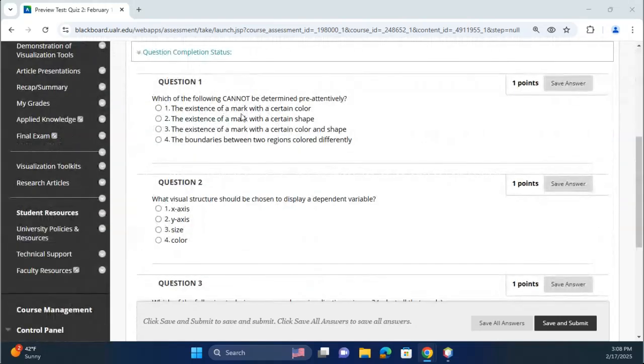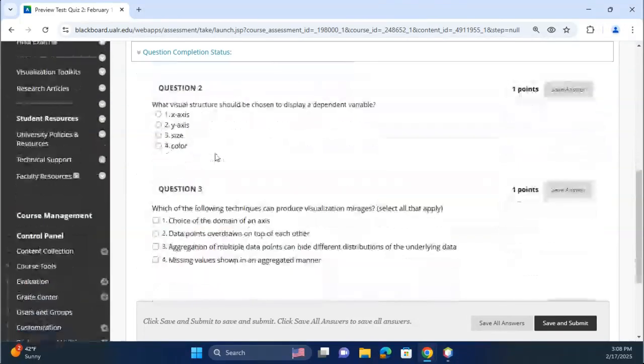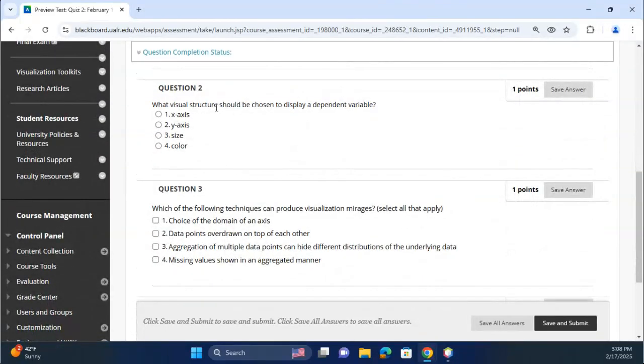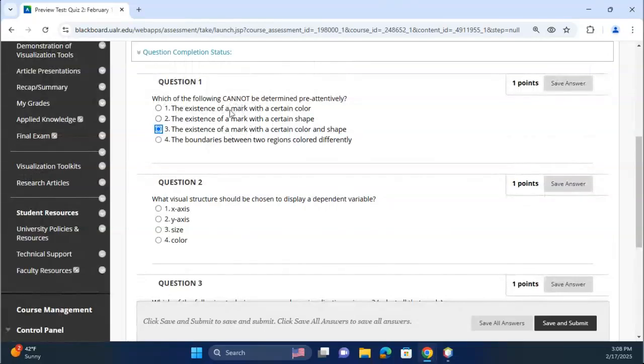Quiz 2, February 10 lecture. Things that cannot be determined pre-attentively. Generally, marking with a certain color, we can do that. A certain shape, we can do that. Boundaries between two regions, we can do that. But it's the interference between one and two that creates problems. That was the first question.